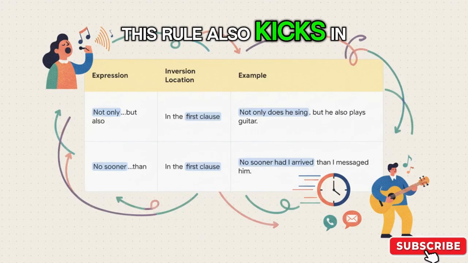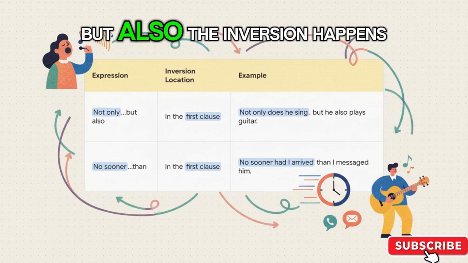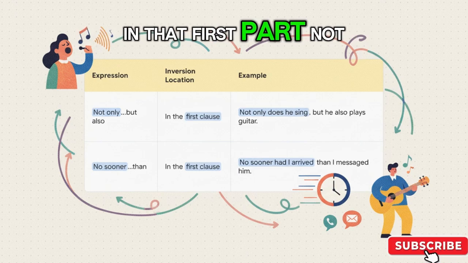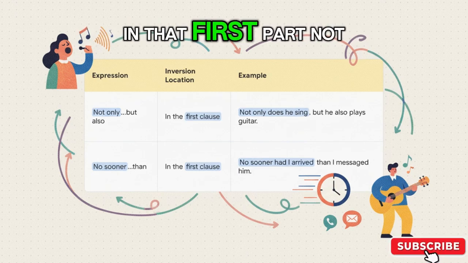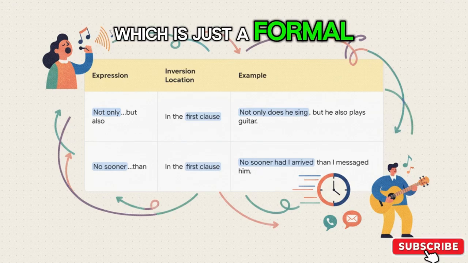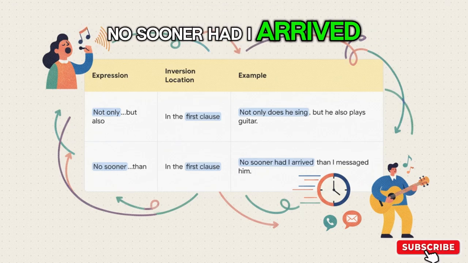This rule also kicks in with some common phrases. Look at not only but also. The inversion happens right away in that first part. Not only does he sing. Same thing with no sooner than, which is just a formal way to say one thing happened immediately after another. No sooner had I arrived.